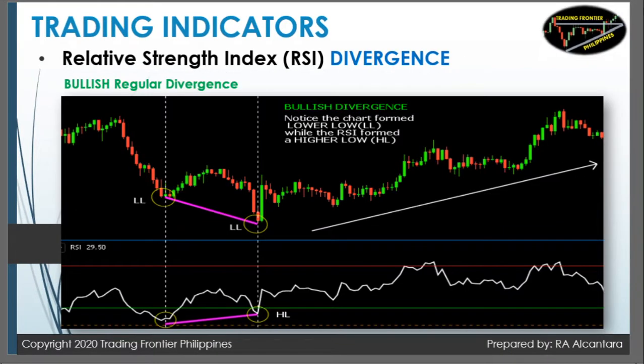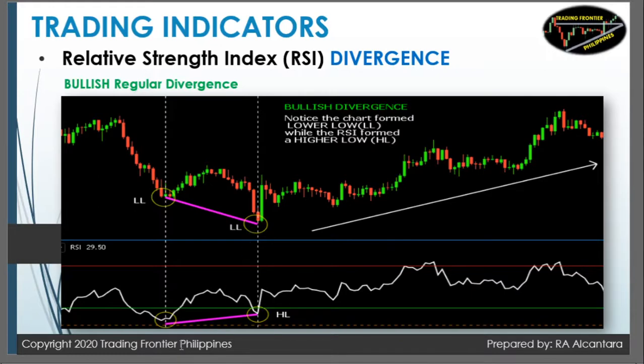So just a basic concept when it comes to the bullish regular divergence. So this is one example, right? So when the price creates what, a lower low, right, from a low and then a lower low.